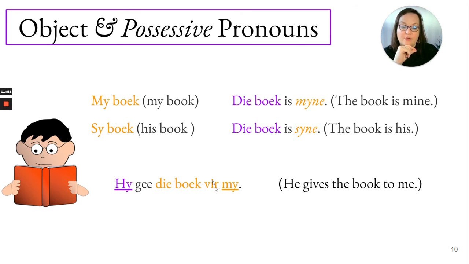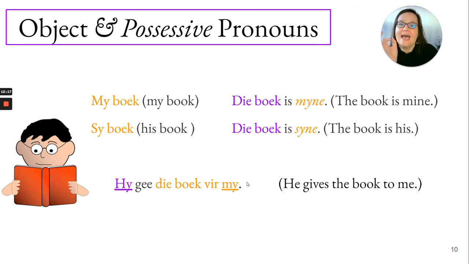Hy gee die boek vir my. So he gives the book to me. So hy is the subject pronoun, gee verb 1, die boek is the object, and then vir my, to me. Now you wouldn't say vir ek, because ek is a subject pronoun. My here is the object pronoun because he's giving the book to me.